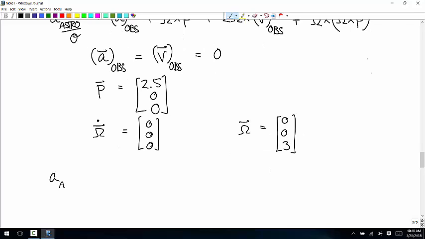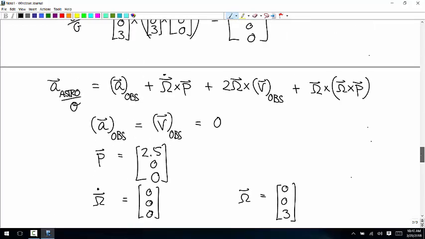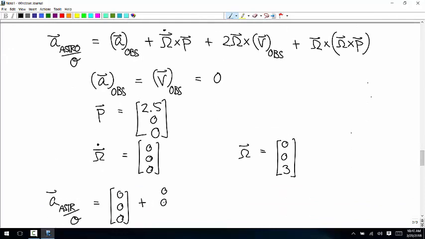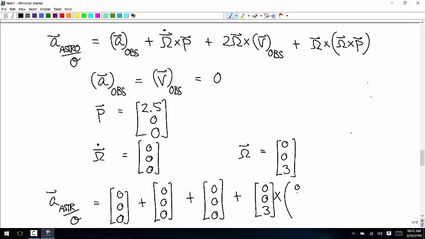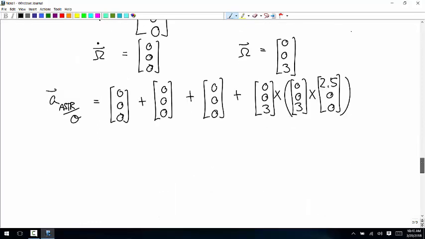And so the acceleration of the astronaut relative to the origin is 0 plus 0 plus 0 plus 0, 0, 3 cross quantity 0, 0, 3 cross 2,500, 0, 0. And that is negative 22,500.